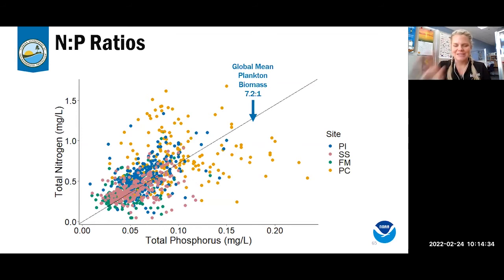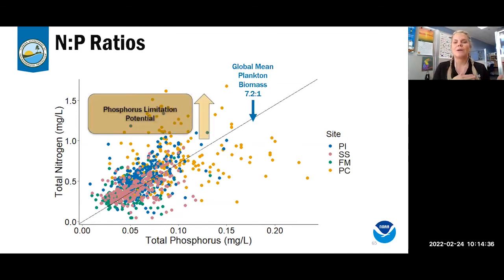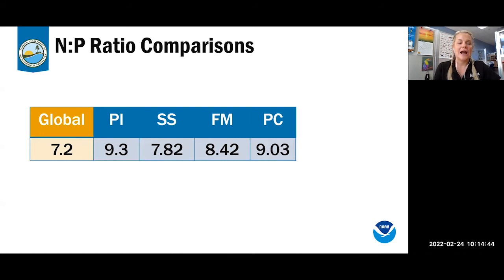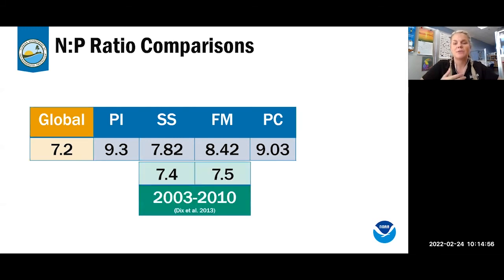And although there's a lot of things going on, there do seem to be more points above this line, which implies a potential for phosphorus limitation within our system. And here are average nitrogen and phosphorus ratios of all of our SWMP sites alongside that global mass of 7.2. As you can see, all of our sites are on average higher than that global ratio. And in fact, Dr. Dix published a paper back in 2013 where she looked at early SWMP data and calculated these nitrogen to phosphorus ratios at San Sebastian and Fort Matanzas. And our 19-year average at these same sites are much higher than what she found.